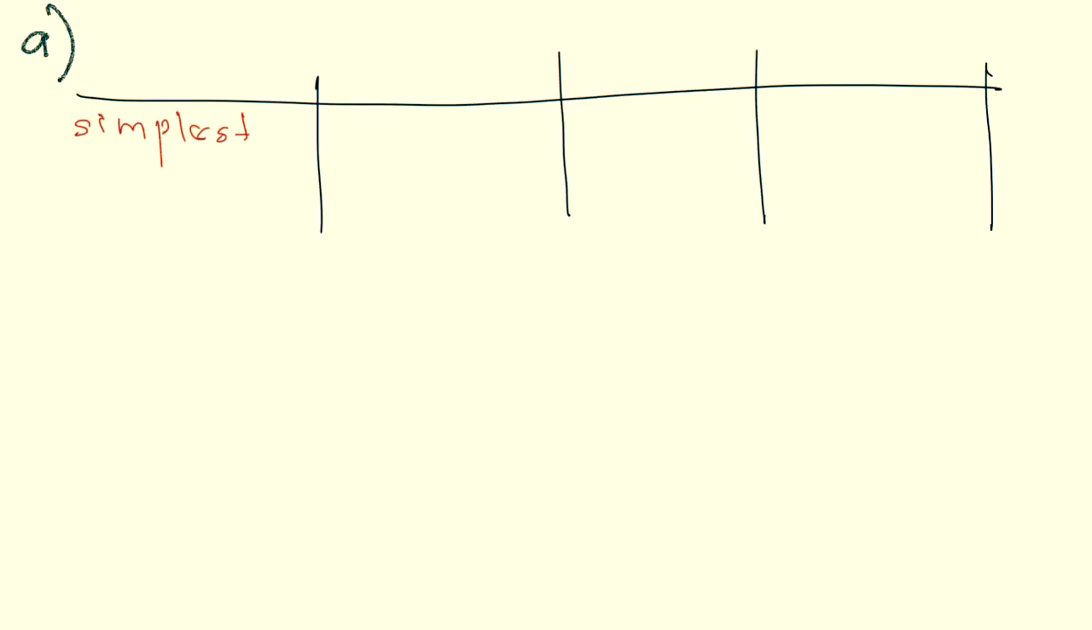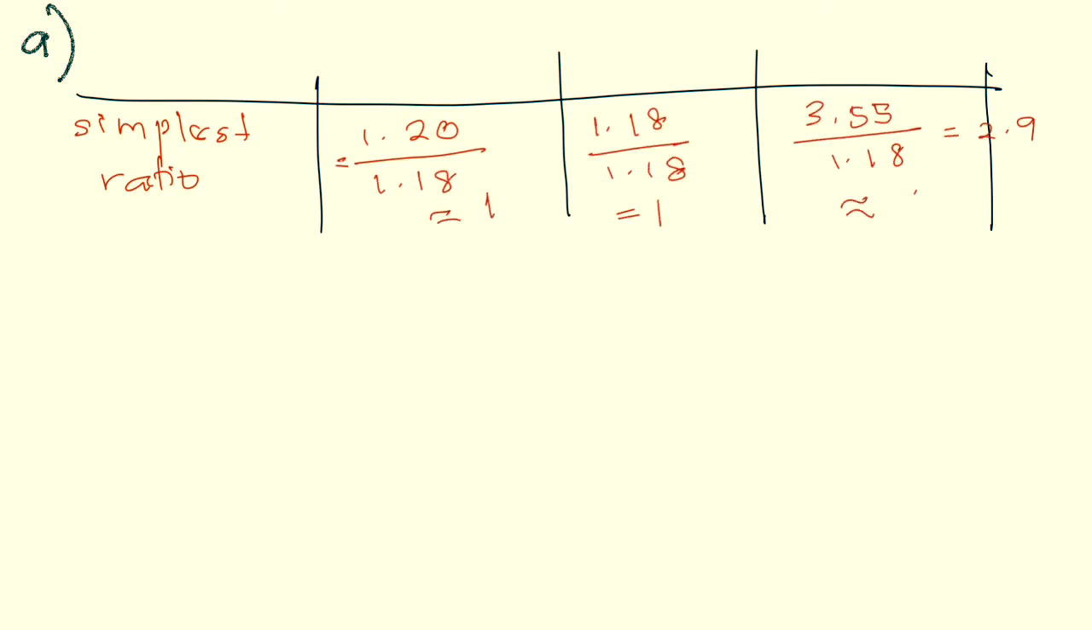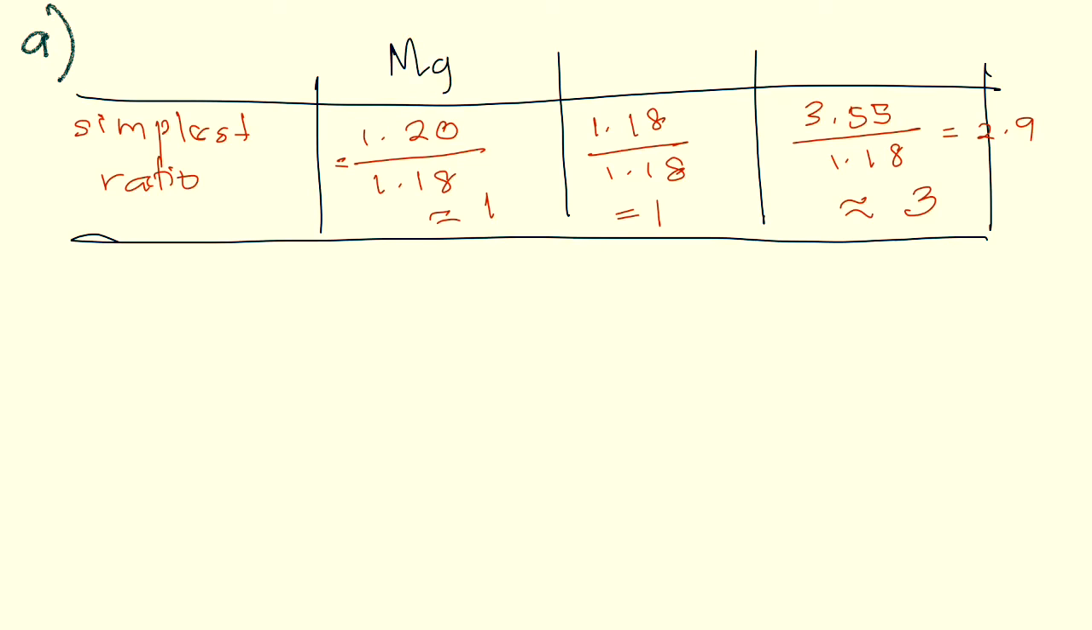From the simplest ratio, we can determine the empirical formula is magnesium 1, carbon 1 and oxygen 3. So the formula becomes MgCO3. This is the empirical formula for the buffering tablet.